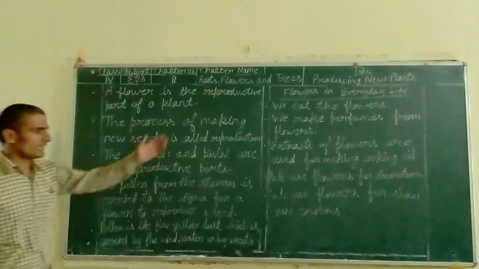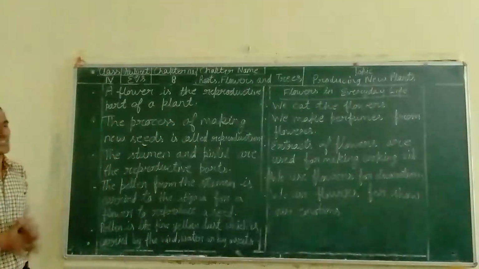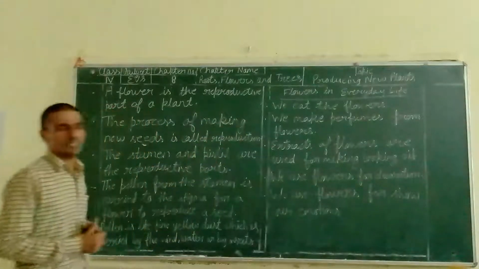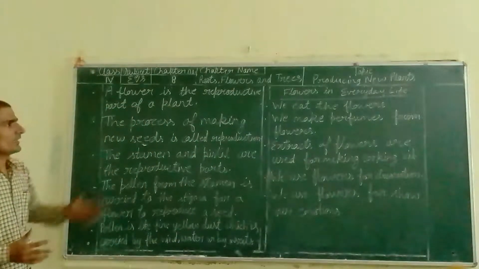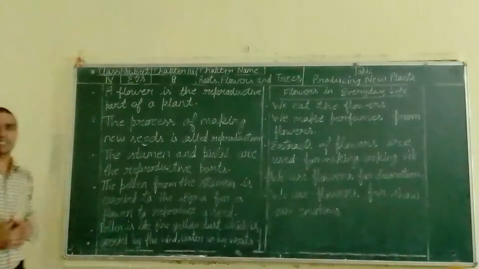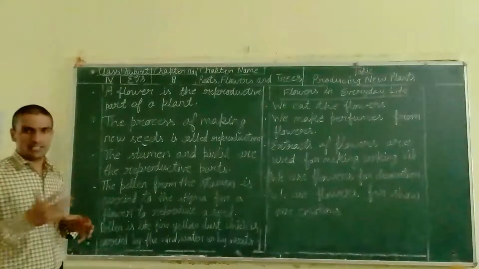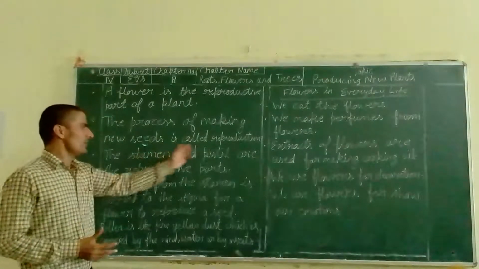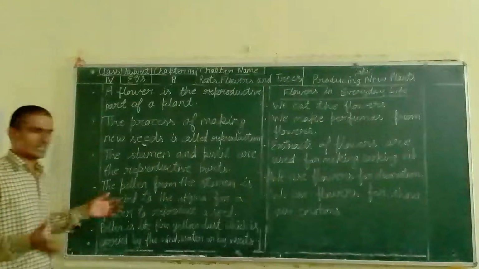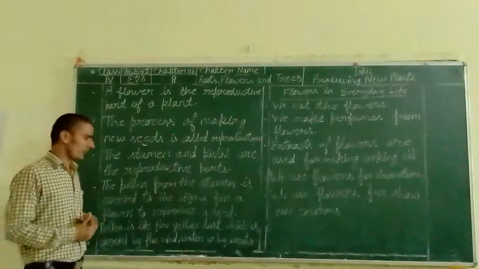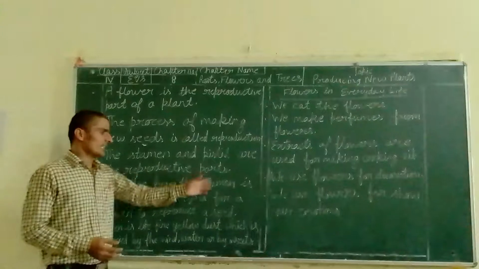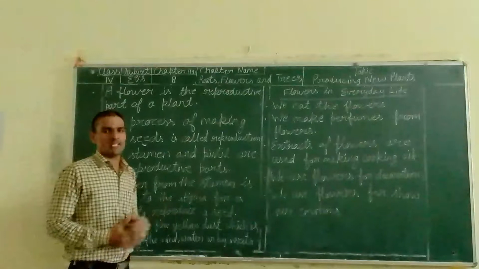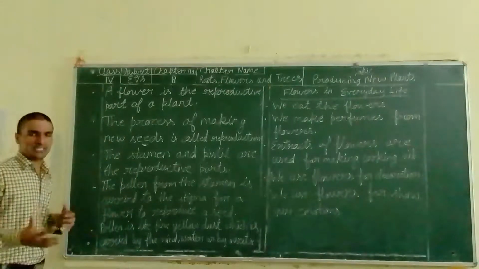So these were the points which we talked about today. Today we discussed two topics. First was producing new plants and the second was flowers in our daily life. In producing new plants, you found that the process by which new seeds grow is reproduction. The stamen is the male part and the pistil is the female part. Both are the reproductive parts of a flower. Pollen present in the stamen moves to the stigma with the help of wind, water or insects, and after that the new seeds are produced.